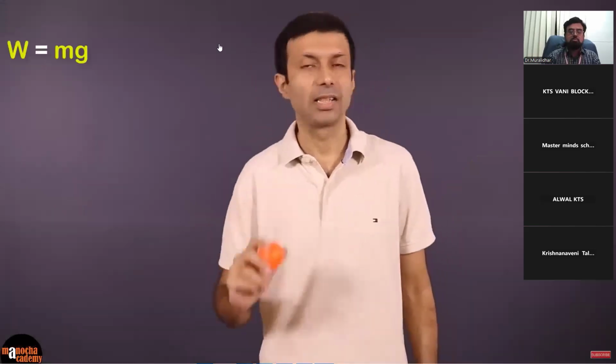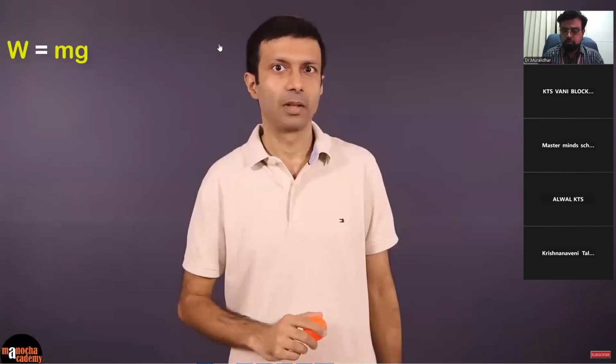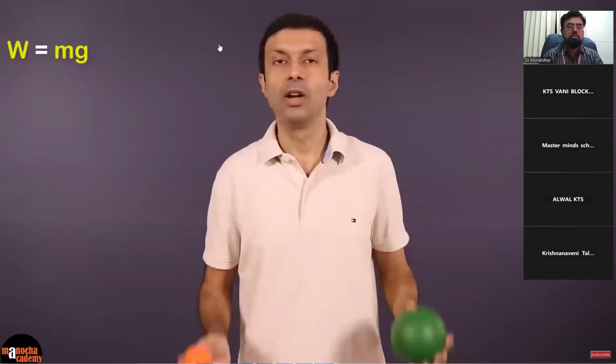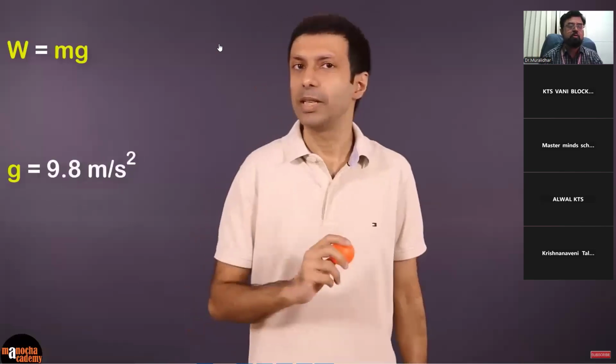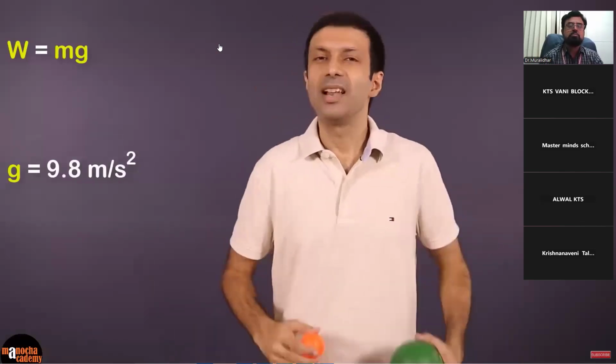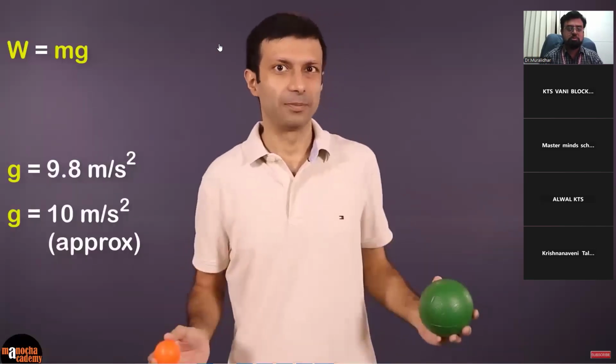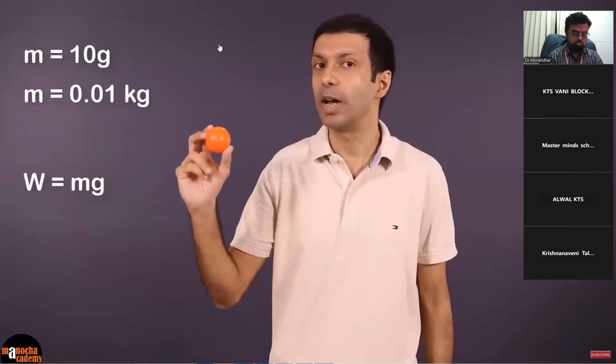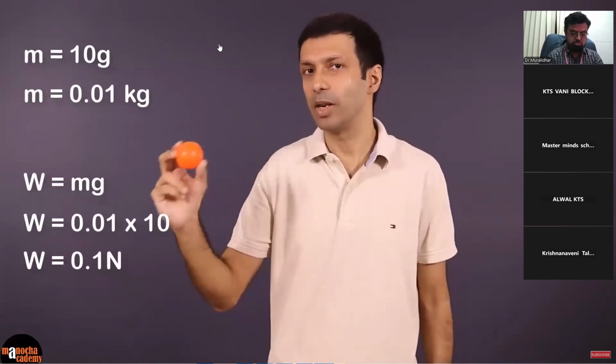Remember, the formula for weight is mass into acceleration due to gravity. Now, the value of acceleration due to gravity on the surface of the earth is 9.8 meters per second square. Let's approximate it to 10 meters per second square to make the calculations easy. So let's calculate the weight of the light orange ball first. Its mass is 10 grams, so we need to convert that to SI units. That's 0.01 kg. And if you multiply it by the value of g, we get 0.1 Newton as the weight of this orange ball.